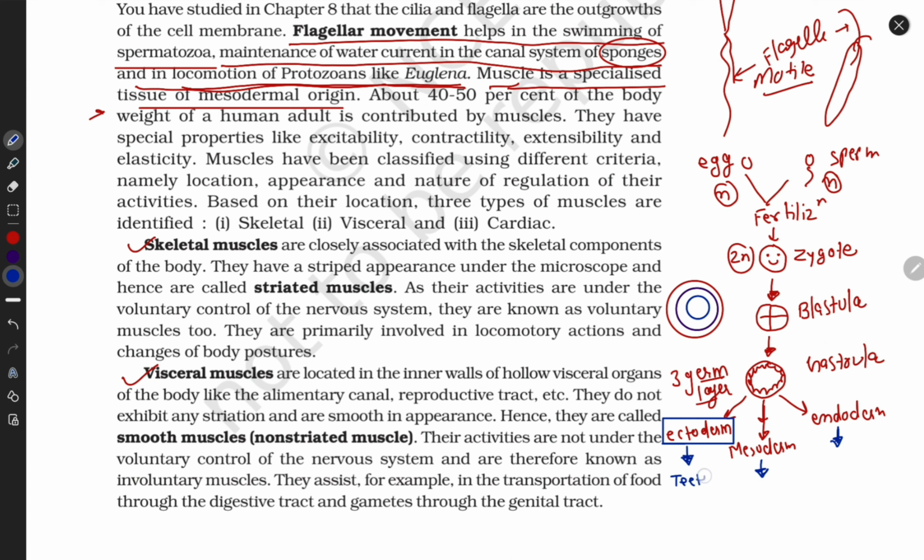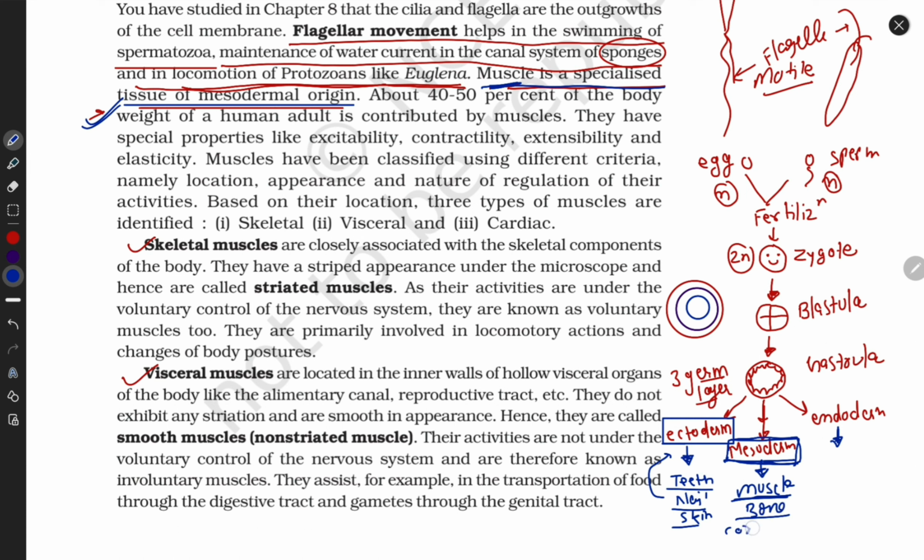Like teeth, like nails, like skin. They are made up of which derm? Ectoderm. What is the function of mesoderm? They form muscles. Yes. So this line is correct. Muscle is a specialized tissue of mesodermal origin. So muscles originate from which derm? Mesodermal. So muscles are of mesodermal origin. Alright. Mesoderm forms muscle cells, even skeletal cells, smooth cells, cardiac cells, bones, some connective tissues.